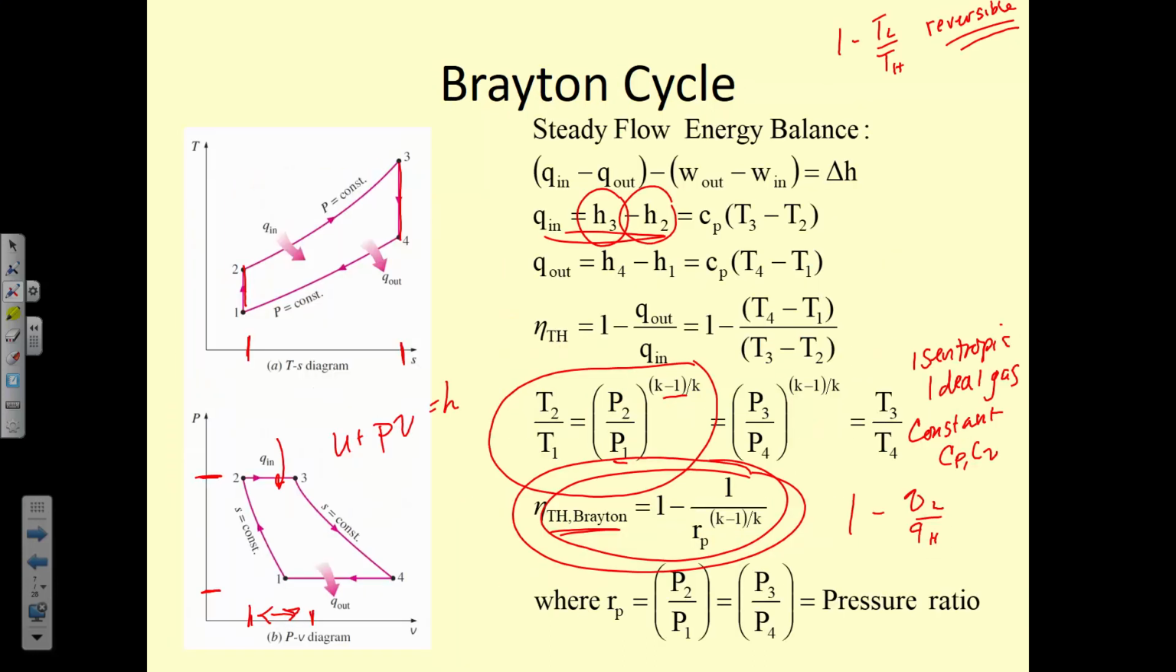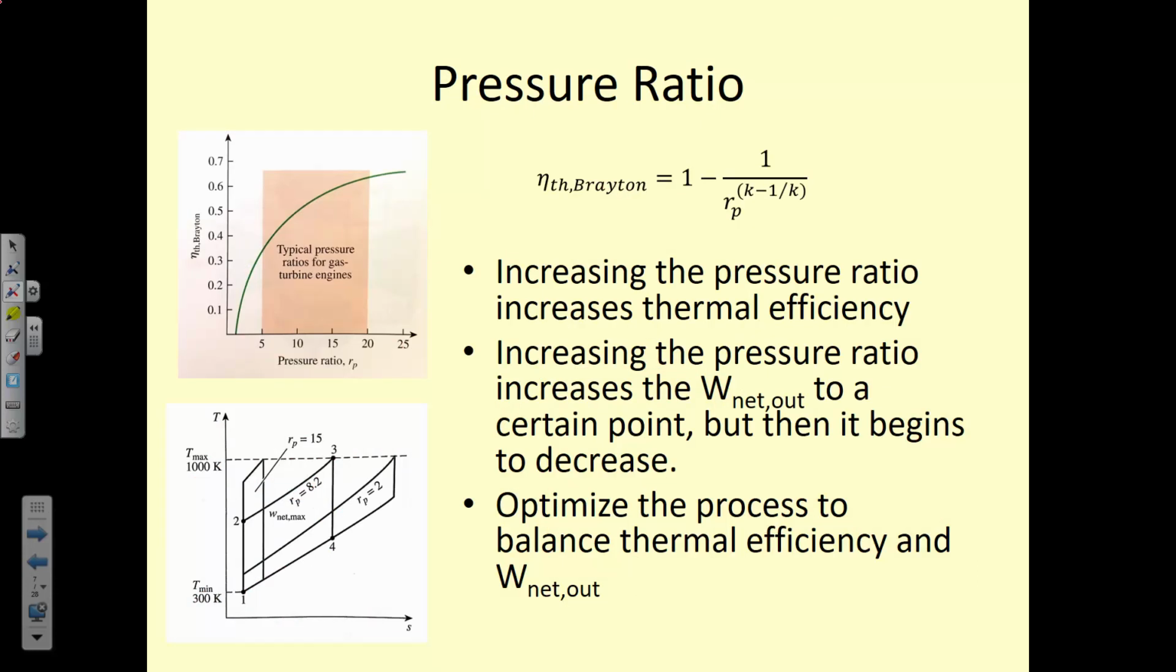The pressure ratio for the Brayton cycle, this R sub P, is the ratio of P2 over P1, which is the same as the ratio of P3 over P4. Okay, so it's the maximum and the minimum pressure in the cycle. So we can, again, use this equation if we're assuming constant specific heats, and if we want to increase the efficiency of the Brayton cycle, there are a couple of things we can do.